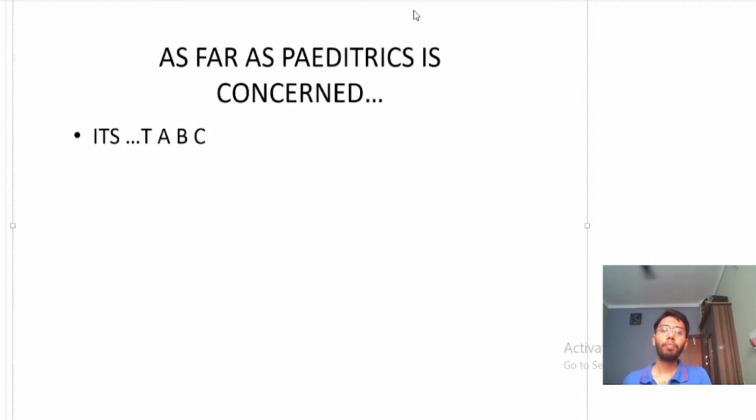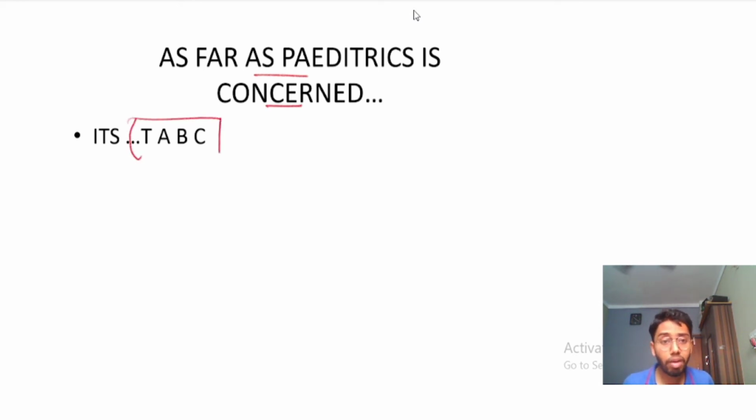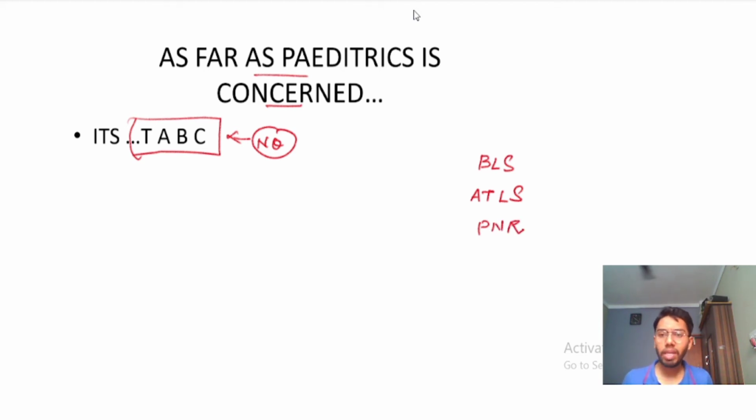Fine. After that, coming to the lesson per se. This is very, very important, and quite confusing as well, as far as the NEET examination and any competitive examinations are concerned. I will tell you there are 3 things. One is BLS, Basic Life Support. One is ATLS, Advanced Trauma Life Support, and the other is Pediatric Newborn Resuscitation. In BLS, it is always CAB.